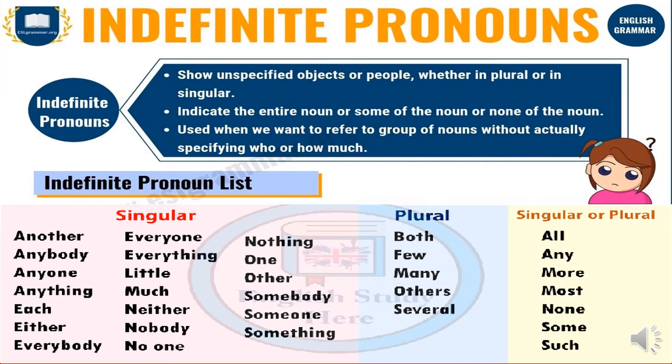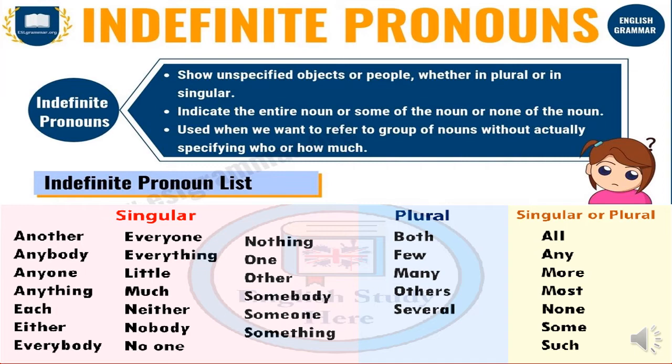So you can see the indefinite pronoun list, which is in singular: another, anybody, anyone, anything, each, either, everybody, everyone, everything, little, much, neither, nobody, no one, nothing, one, other, somebody, someone, and something. Under the plural forms, we have both, few, many, others, several.